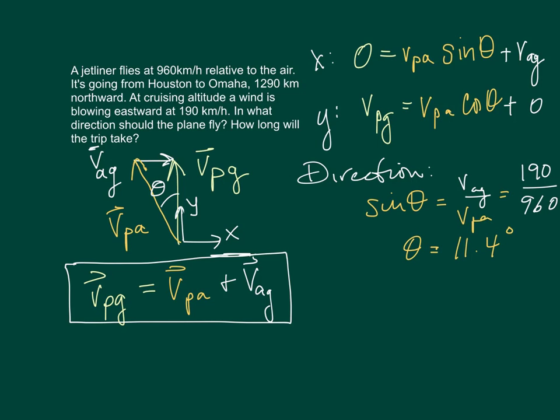To get the direction the plane should fly, we can use the x component equation. And that's what I've done here. I've taken this x component equation and solved for theta. Sine of theta is going to be the ratio of these two velocities. The units cancel. And when you plug it into your calculator to get the inverse sine, you get 11.4 degrees.